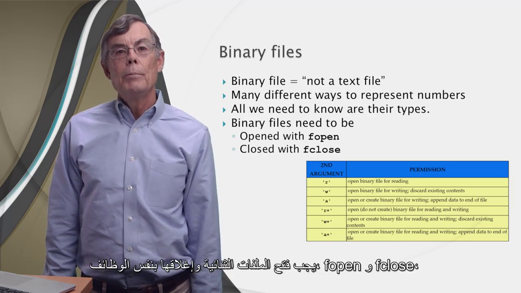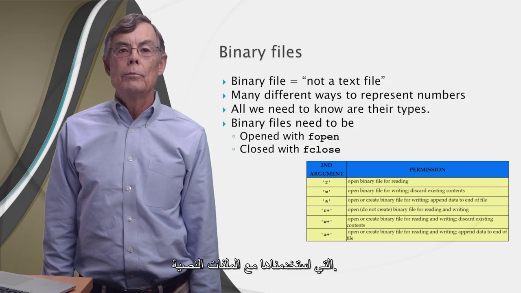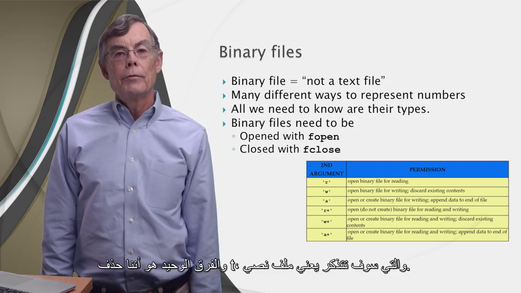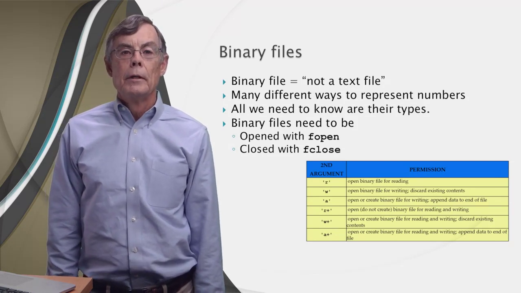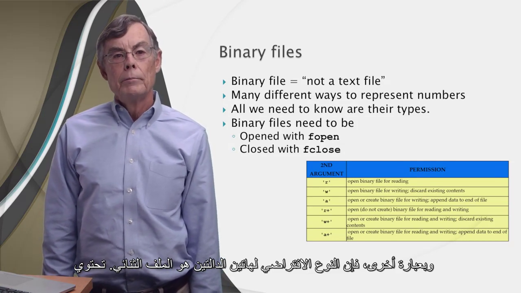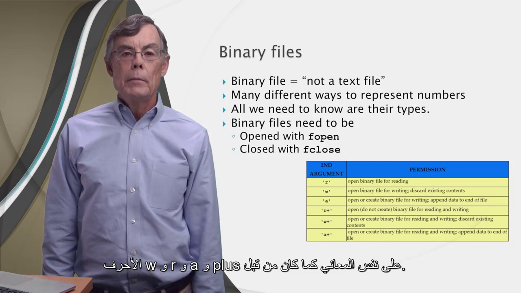Binary files need to be opened and closed with the same functions, fopen and fclose, that we used with text files. The permission's similar too. The only difference is that we omit the T, which you'll remember means text file. In other words, the default type for these two functions is the binary file. The W, the R, the A, and the plus characters have the same meanings as before.